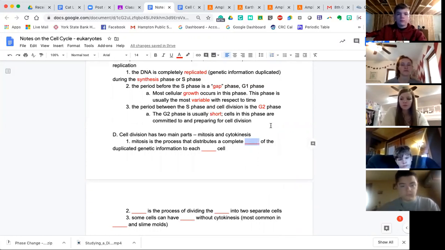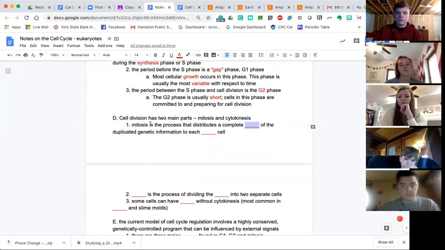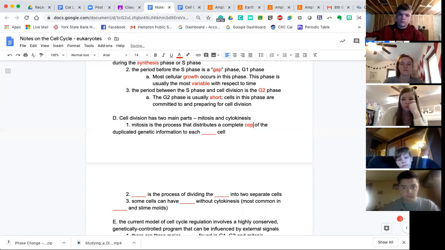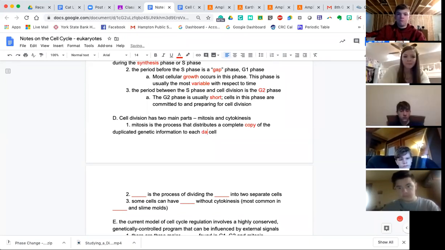Okay, so that's what happens at interphase. If we go on past interphase and we're just talking about cell division, we use mitosis. So mitosis is the process that distributes a complete copy of the genetic information. Exactly. And the two new cells that are formed, does anybody know what they're called? After mitosis, starts with a D? Daughter cells. Exactly.